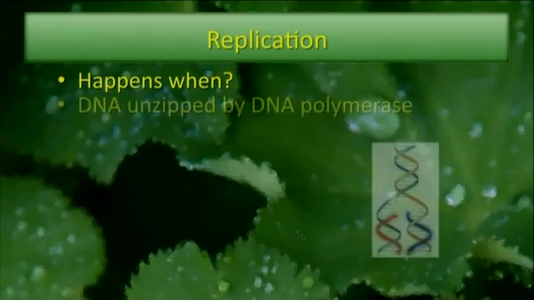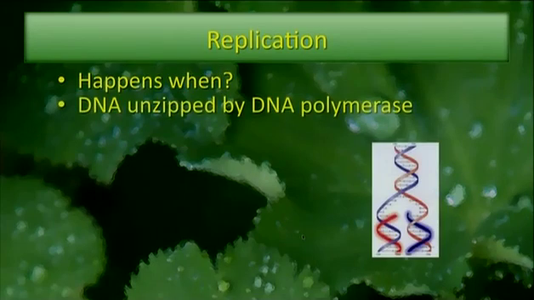So Watson and Crick predicted that the DNA would be unzipped, where the hydrogen bonding happened. The hydrogen bonding would be broken by an enzyme, and that enzyme turned out to be DNA polymerase. He named it DNA polymerase.